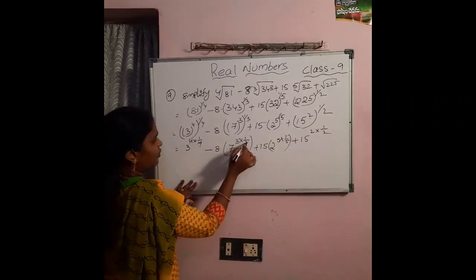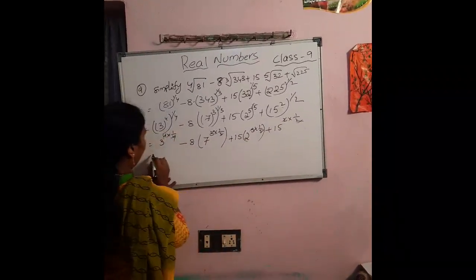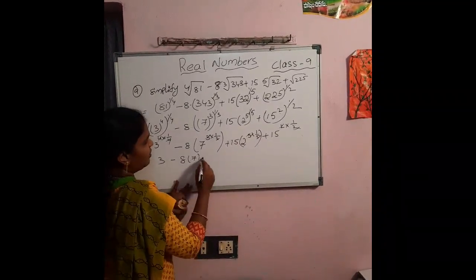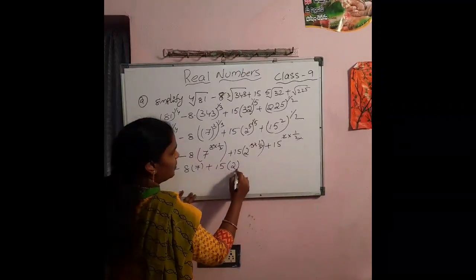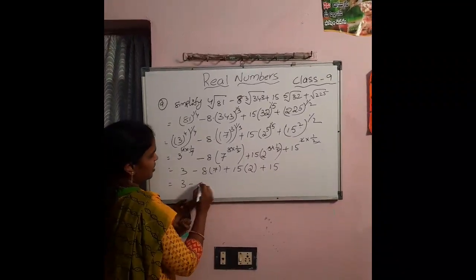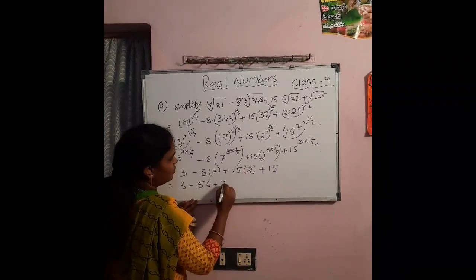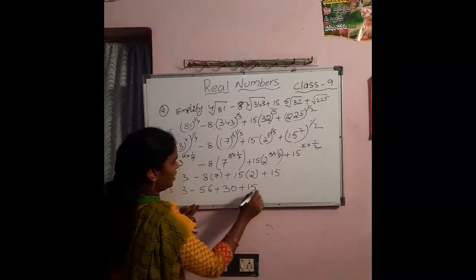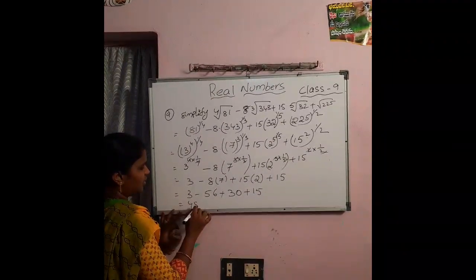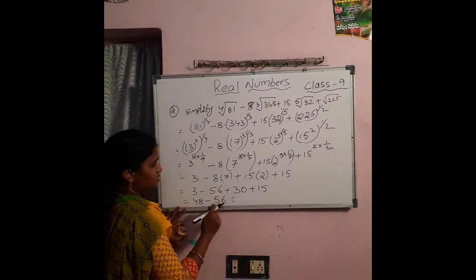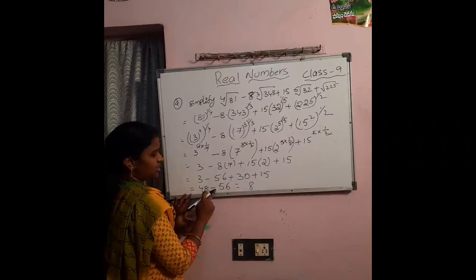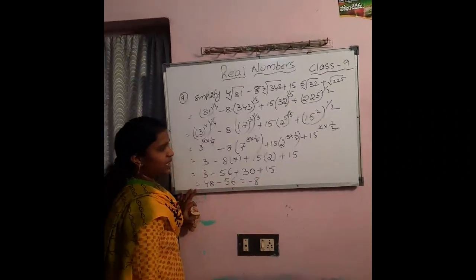Now I can cancel 4, 3, 5 and 2. So the remaining value is 3 minus 8 into 7 plus 15 into 2 plus 15. So 3 minus 7 8s are 56, 15 2s are 30 plus 15. So 30 plus 15 is 45, 45 plus 3 is 48. 48 minus 56: from 56 if we subtract 48 we get 8. But the bigger number has the minus symbol, so the result is minus 8.